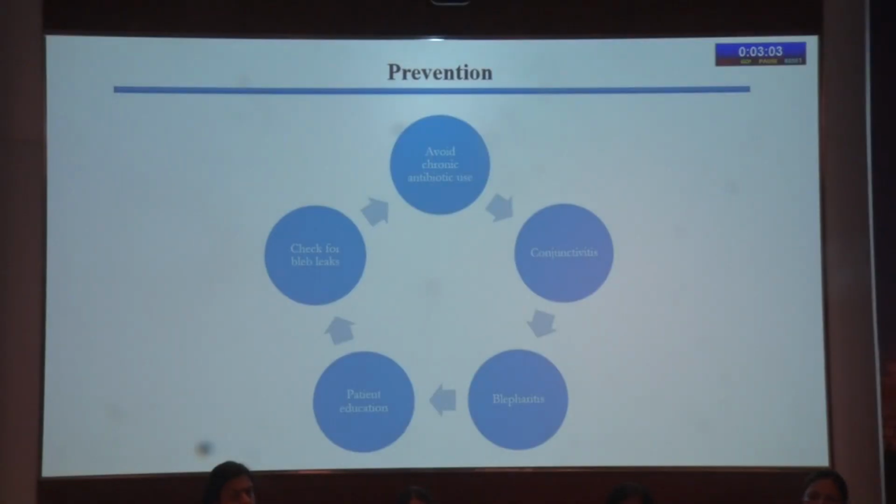So as far as the prevention part goes, you want to avoid chronic use of antibiotics. Any conjunctivitis or blepharitis, you want to be extremely aggressive in treating, especially in patients who have already undergone glaucoma filtration surgery. Patient education is extremely important. You must counsel the patient and tell the patient when he needs to see you so that you can detect such things early, and always check for bleb leaks.